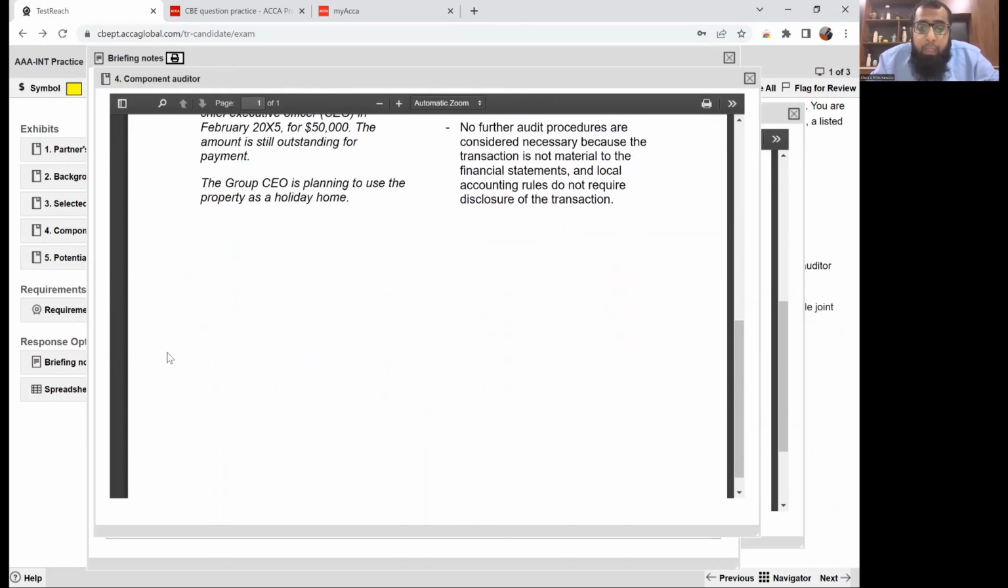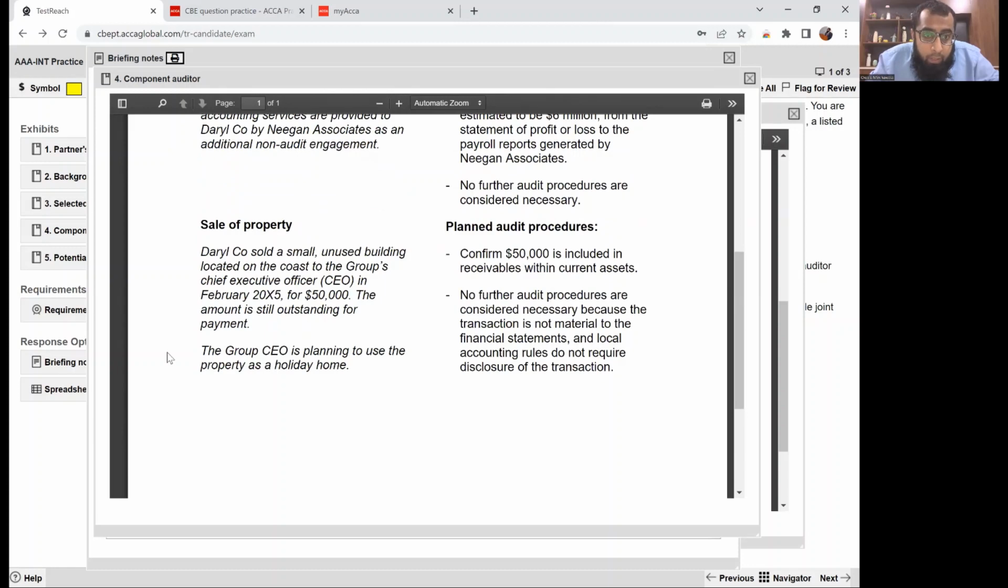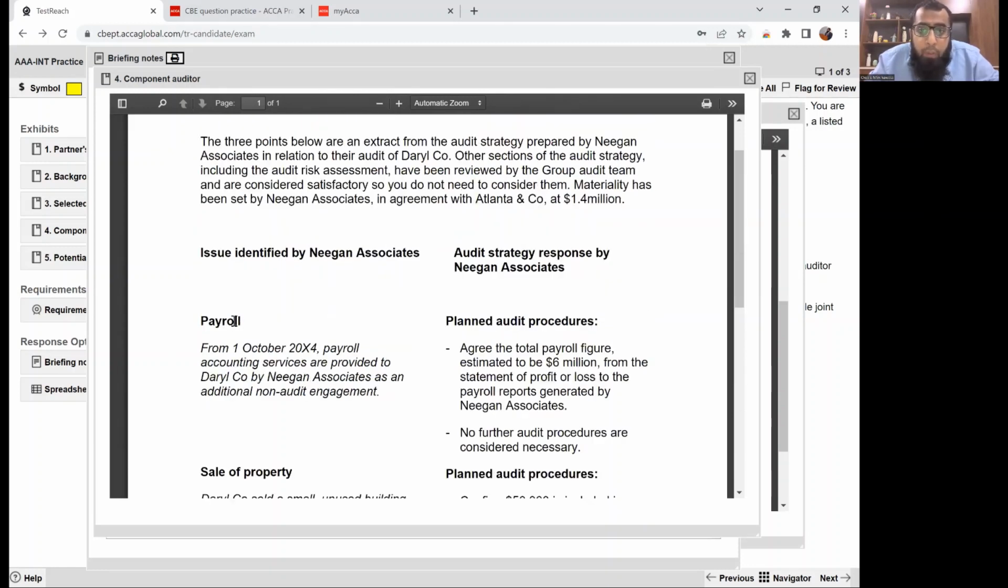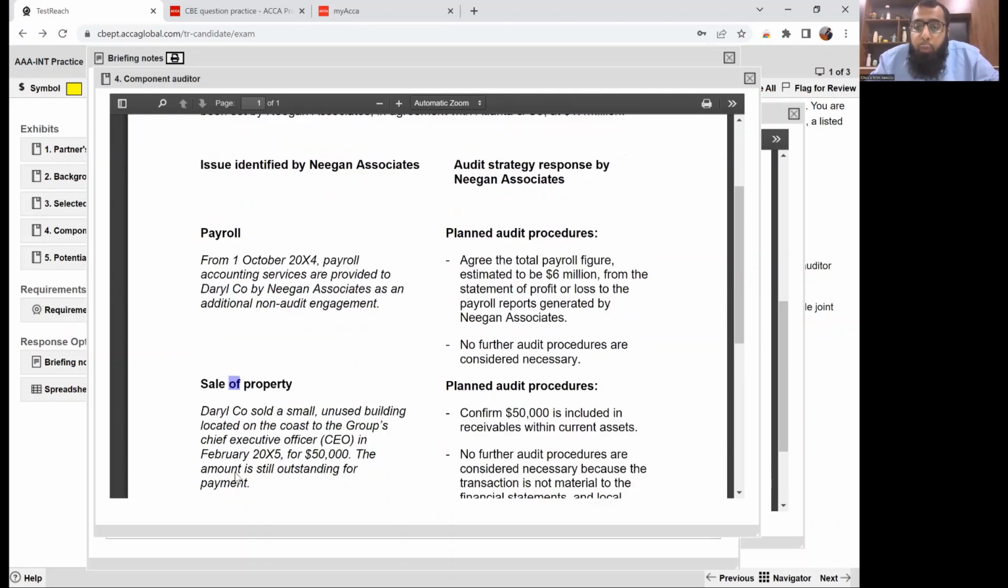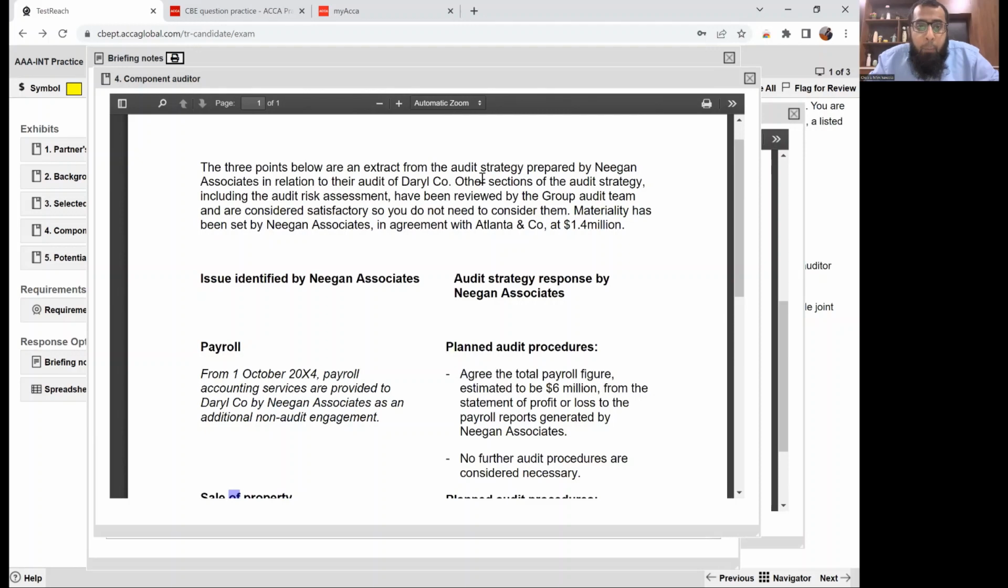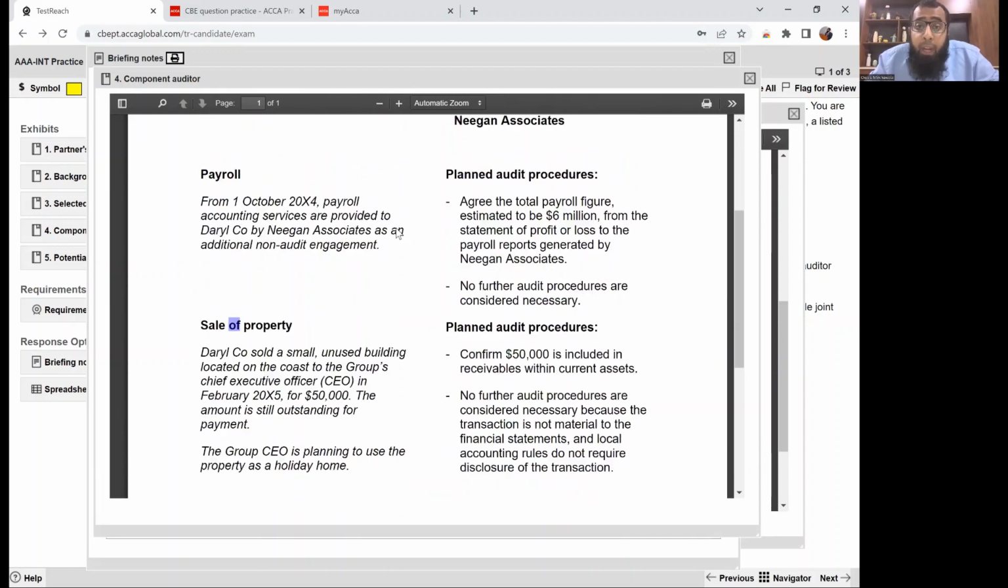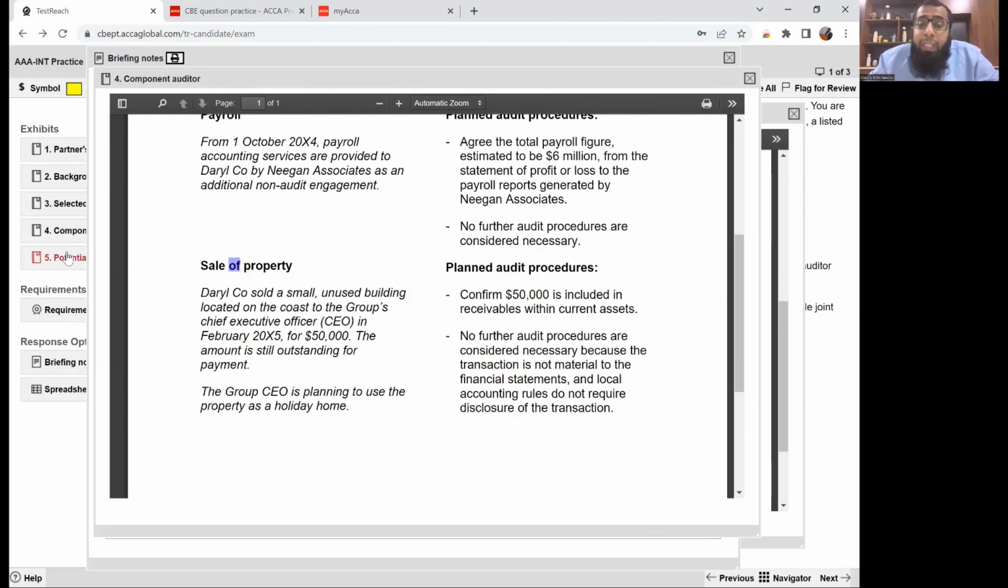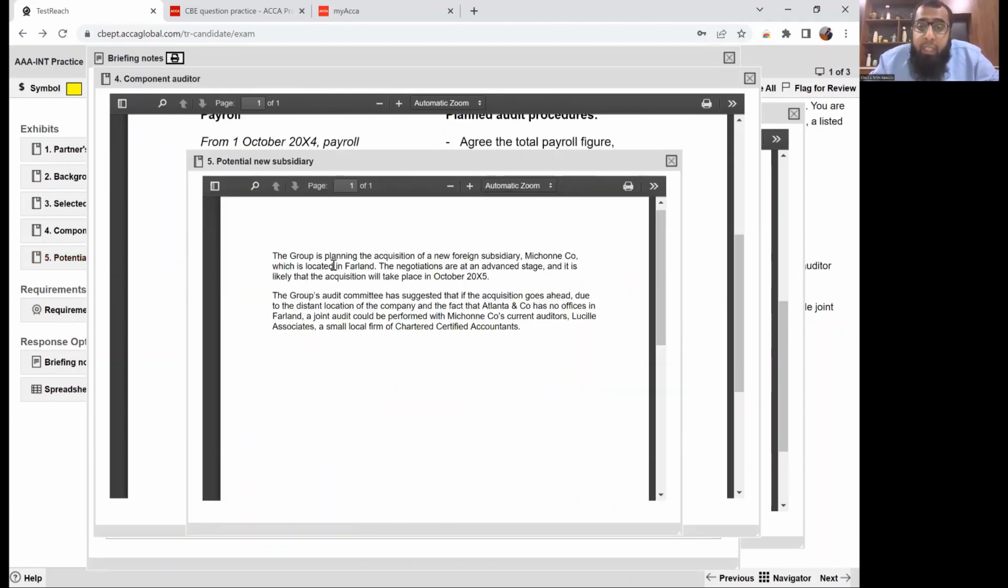Okay, and then the first transaction was payroll, and the second one was sale of property. There were only two transactions. So we will cover these while we'll be drafting the part B1 answer. Now let's look at Exhibit 5 if there is anything else.